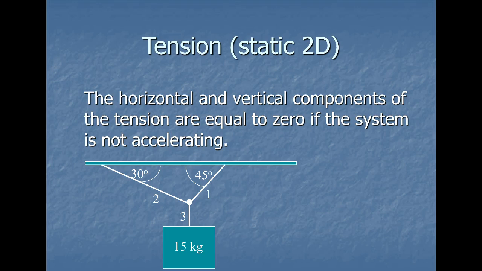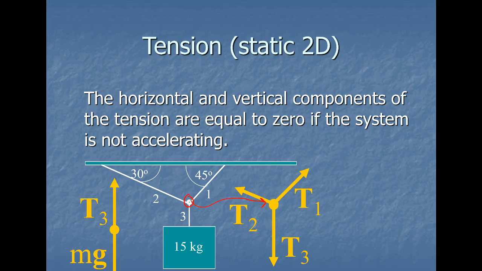So one thing that we could look at is the concept of how tension is used in 2 dimensions. Okay? And so the horizontal and vertical components of the tension have to be equal to 0 if the system is not accelerating. So another way of saying that is that if we analyze the forces at this junction, so that's this point right here, we have 3 tensions, T1, T2, and T3. Whereas for the box, the 15 kilogram object, we have T3 and mg. Okay, now if it's not accelerating, we can write immediately that T3 is equal to mg.